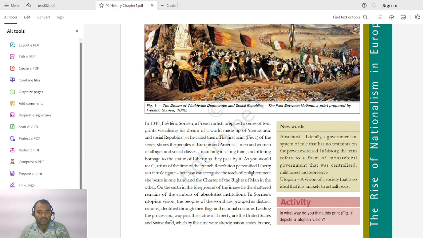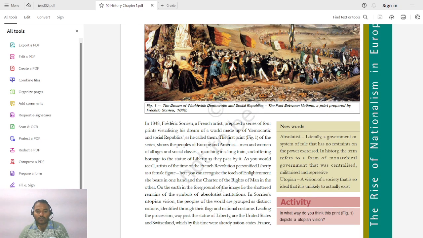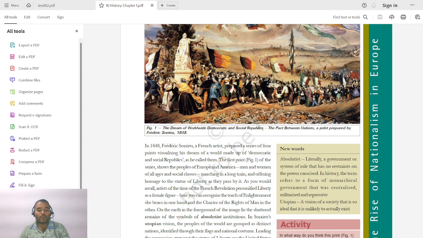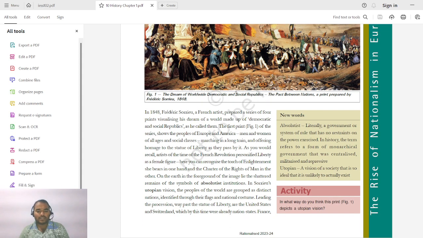Leading the procession way past the Statue of Liberty are the United States and Switzerland. So the people passing the Statue of Liberty belong to the United States and Switzerland, which by this time were already nation states. The colonies in America, or the United States, had already been freed and converted into nations, but there were still some other countries which were not yet nations. They were just the province of some king, right? So kingdoms basically were there.